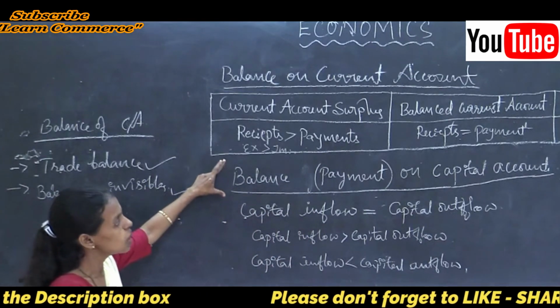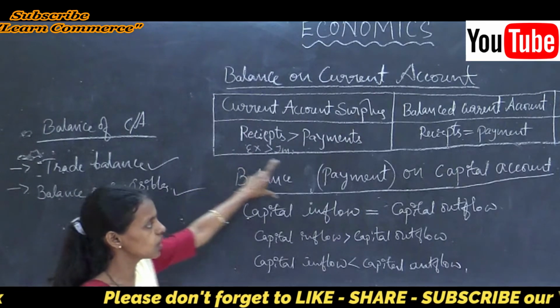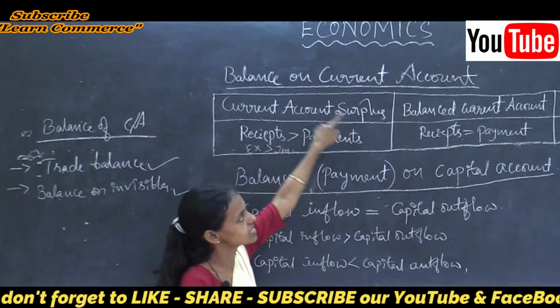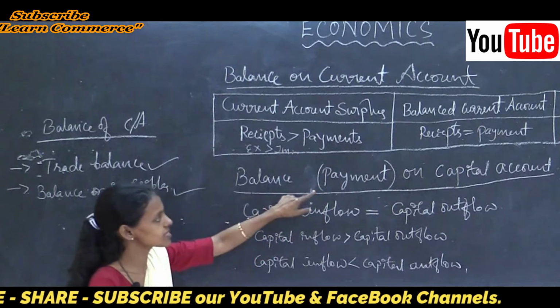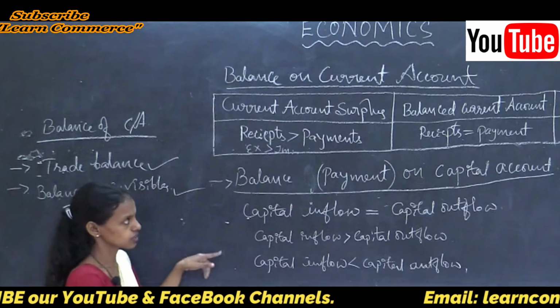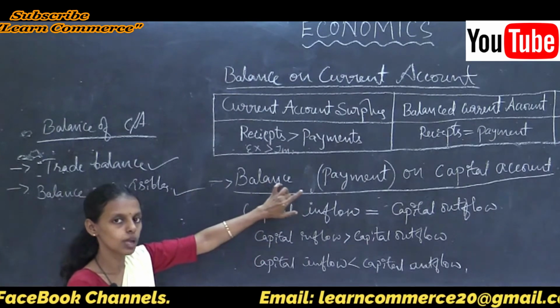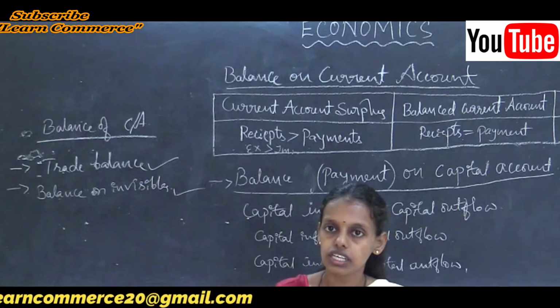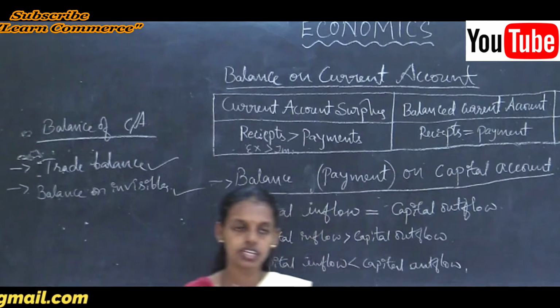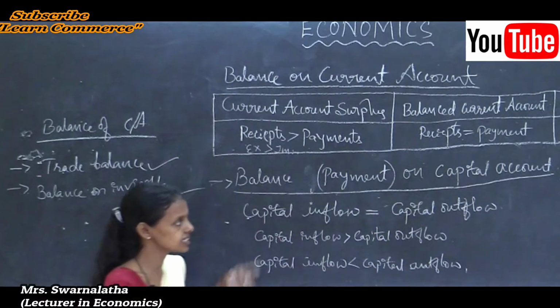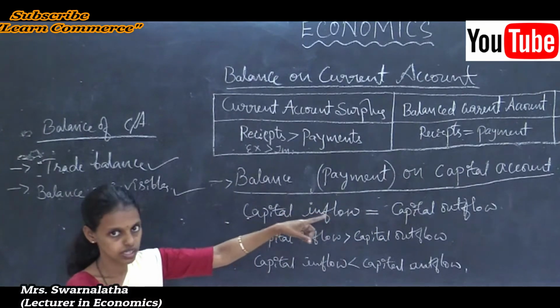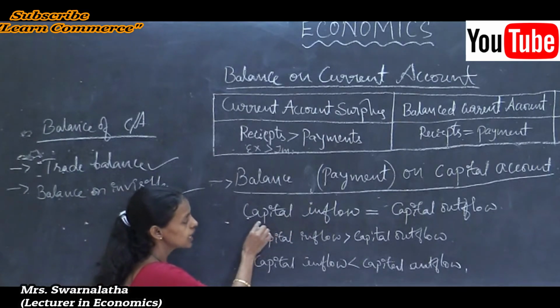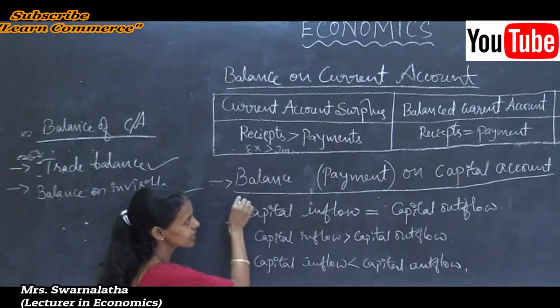So, next is balance on capital account. It is balance on current account. It is balance on capital account. Capital account means, you know, it is a transaction between the different assets of the country. We are going to exchange the assets with other countries to create a capital asset. So it includes mainly capital.